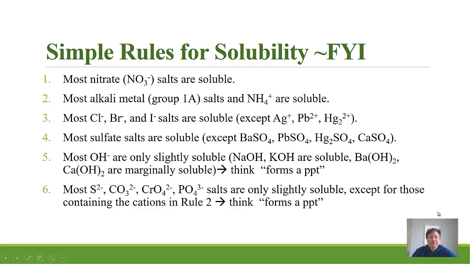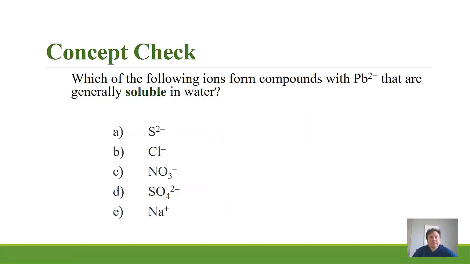Okay, and then we can also look at this one. Most sulfides, carbonates, chromates, and phosphates are slightly soluble. Remember, slightly soluble means a precipitate. So, like I said, this is just kind of FYI stuff. There are more complex rules than what we're going to go by, but we're going to go with those four ions. If a salt contains those, then it's going to be soluble. Okay, try this one on your own. Pause it and then come back.